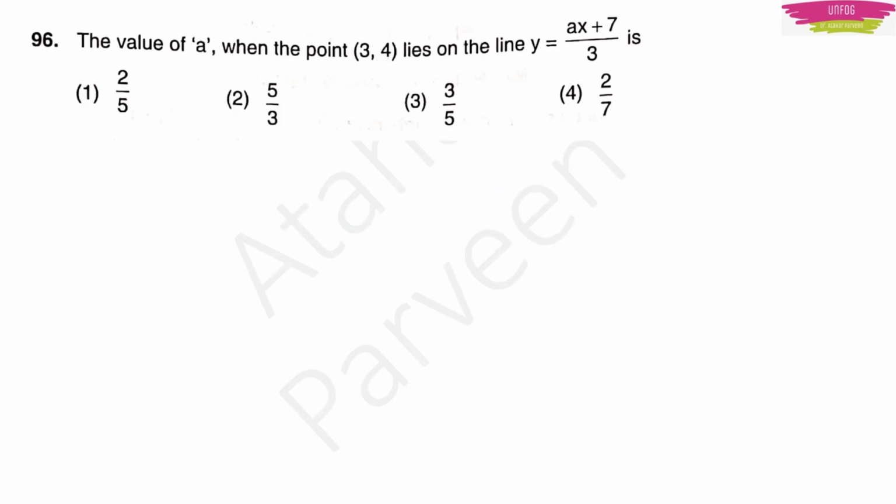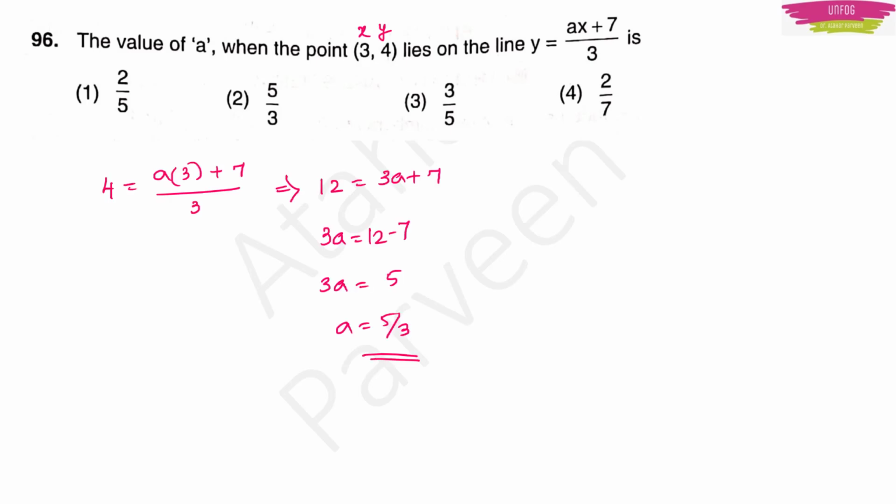Next, question number 6. The value of a when the point (3, 4) lies on the line y is equal to ax plus 7 upon 3 is. So what do you have to do here? You just have to substitute the values. Put x is equal to 3 and y is equal to 4. This is a very easy problem actually. Okay. So if you substitute the values, you get a is equal to 5 upon 3. So option 2 will be the correct answer. Okay.